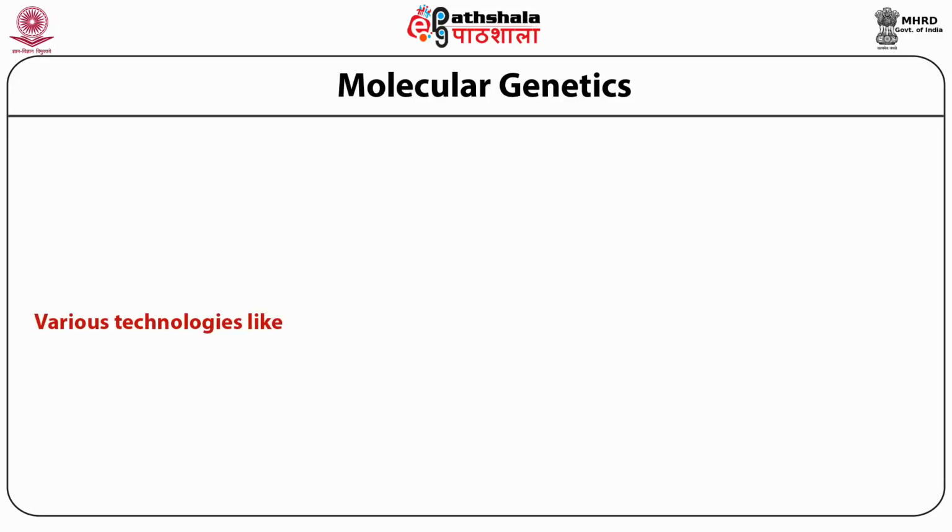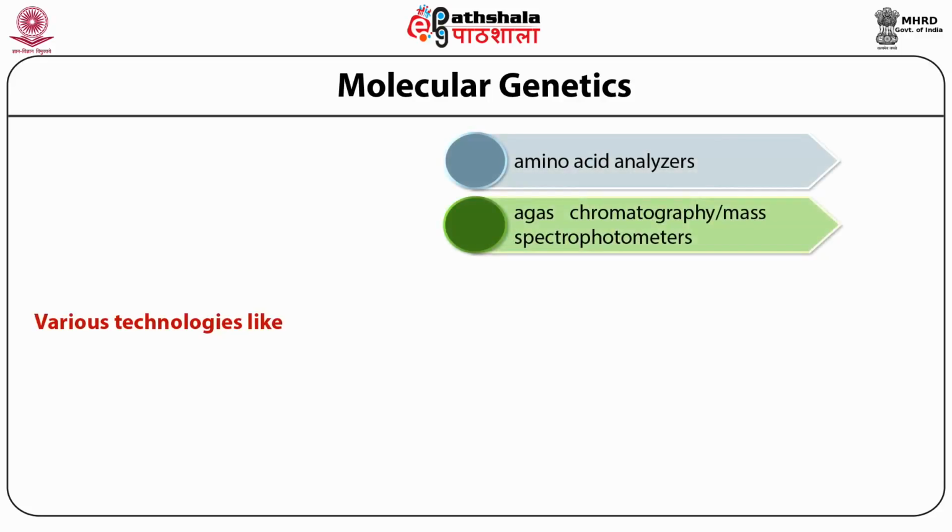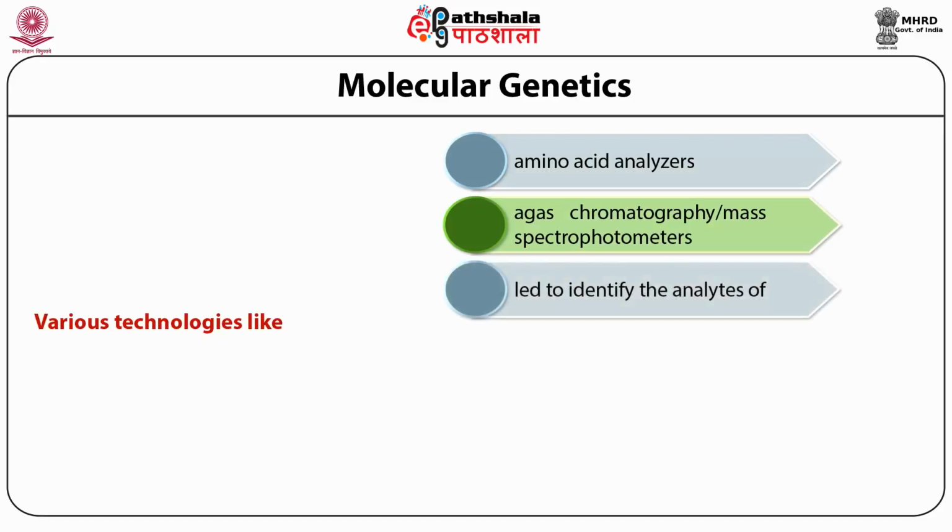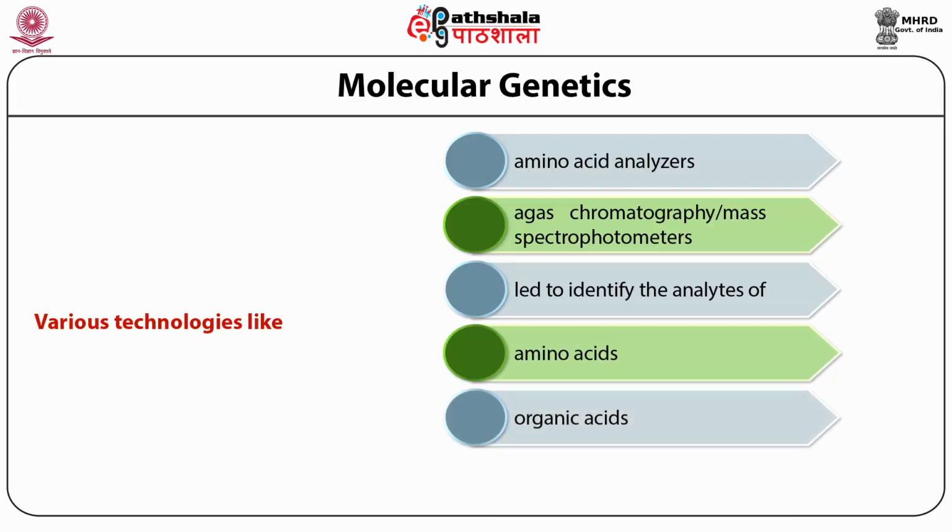Various technologies like amino acid analyzer, gas chromatography or mass spectrometer led to the identification and analysis of amino acid, organic acid and fatty acid disorders. Identification of these disorders at an early stage may provide an opportunity to initiate therapies like dietary modification, enzyme inhibitors, enzyme replacement therapy and bone marrow transplantation. Let's discuss amino acid metabolism disorder.